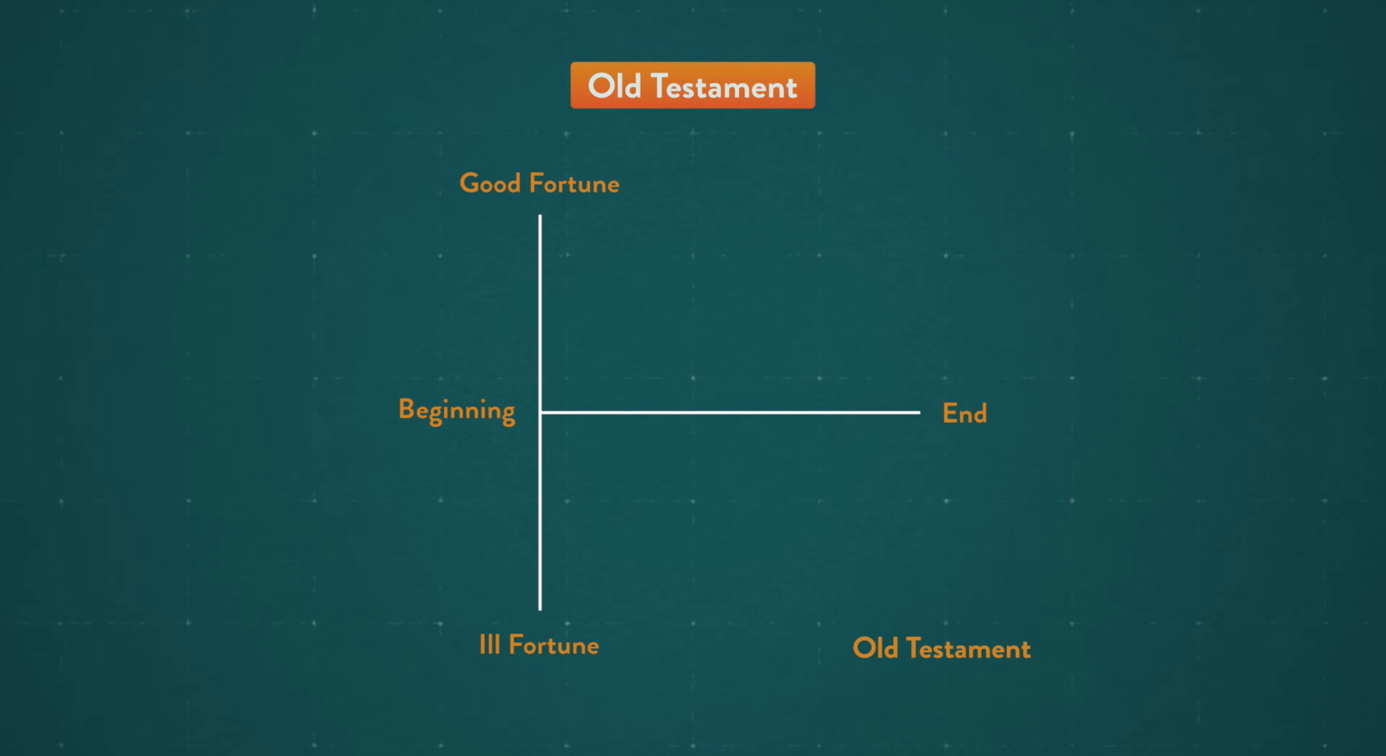Now, if none of those shapes seem to fit your storyline, take a look at this next one. Vonnegut called it the Old Testament shape.